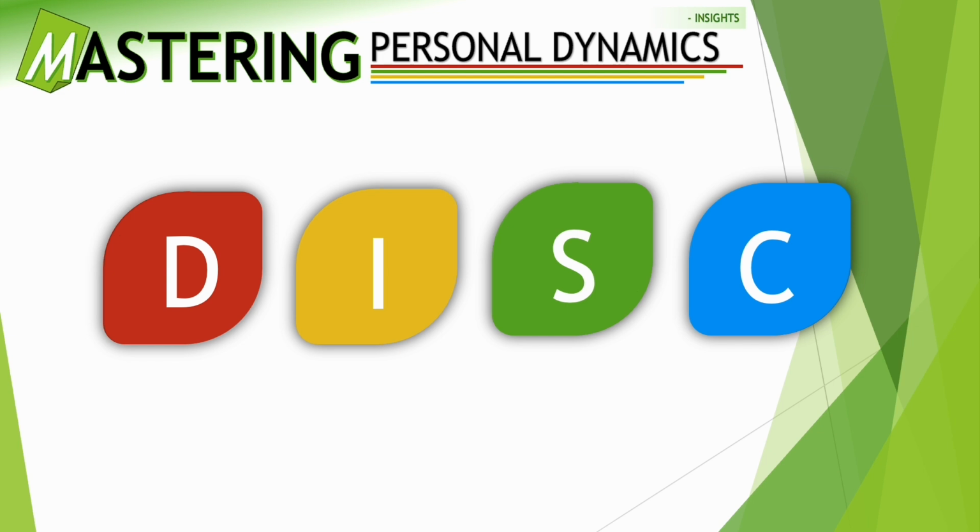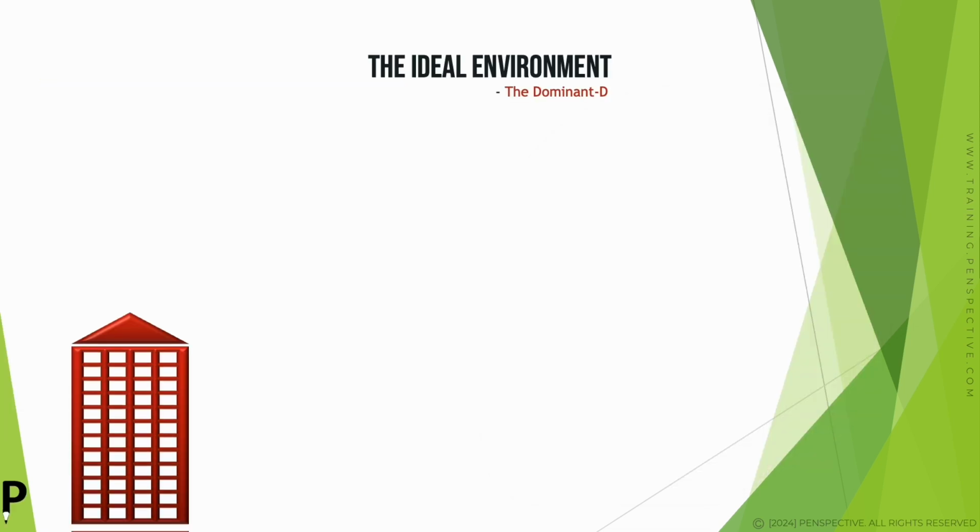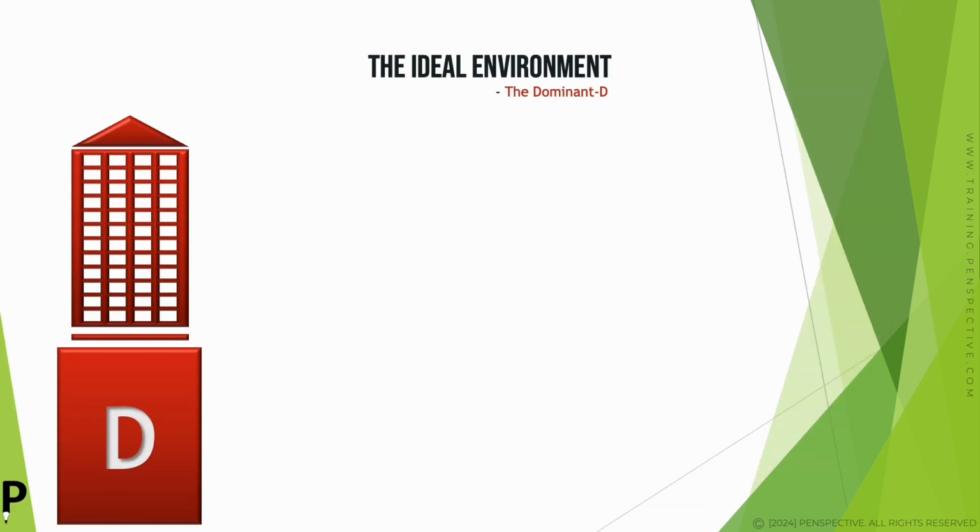Let's get started. The predominant D. The ideal environment can be described as the following: freedom from controls, supervision, and details. Individuals with a dominant D thrive in environments where they have the freedom to operate without constant oversight and micromanagement. They excel when given autonomy and trust to execute tasks in their own way without getting bogged down in unnecessary details.